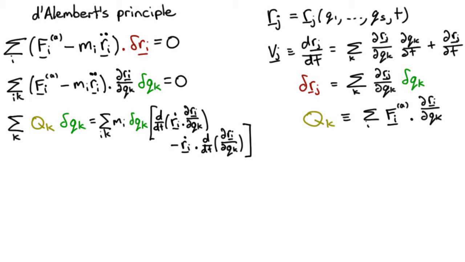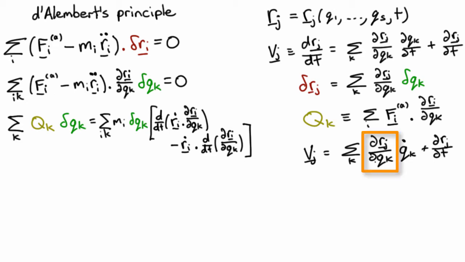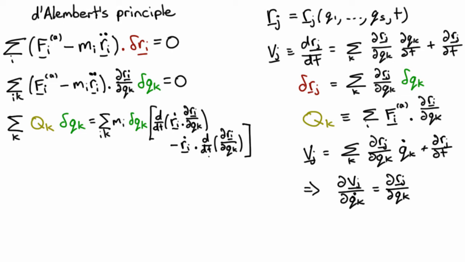The first extra tool we're going to need, we can get from up here. What we have is that Vj is a sum over k, and if I interpret this, that's just q dot plus the explicit time dependence. So if I was to take the derivative of Vj with respect to qk dot, what would I get? I would get this term. So this implies, and of course this is exactly what we've got over here, so I'm going to replace that in. But first I want to look at one other result.